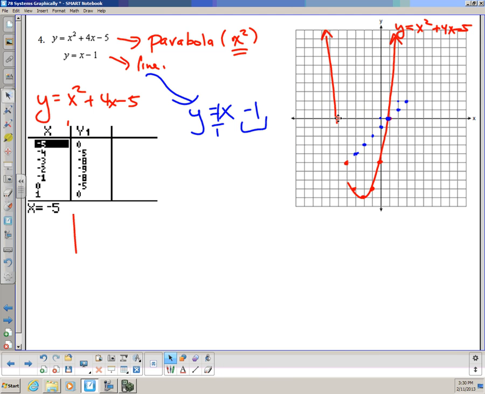Let me redraw this real quick here. Okay, and if I keep going with my blue points from down 1 to the left 1, down 1 to the left 1, etc., there's my line.